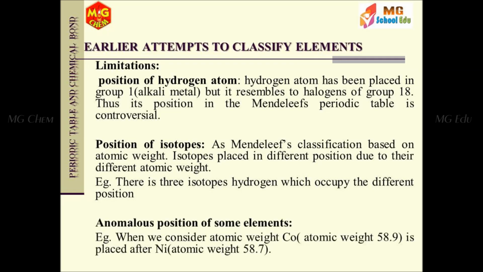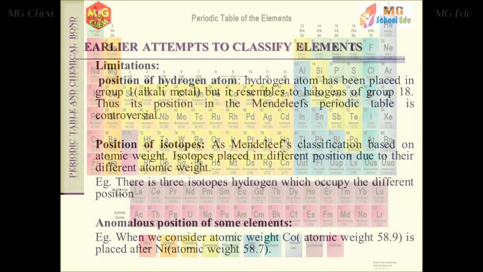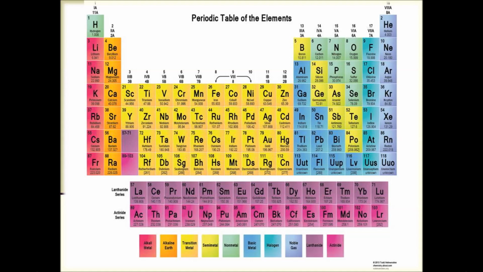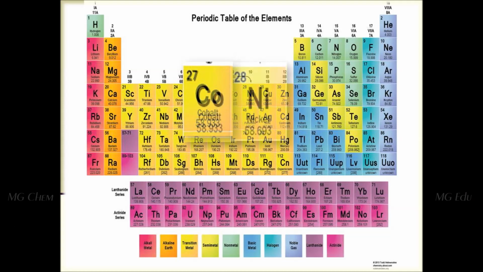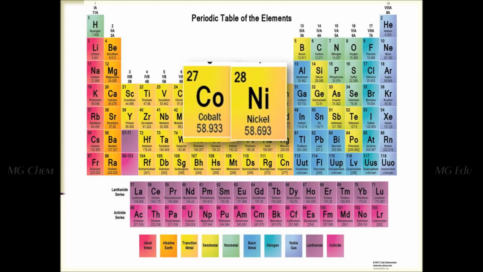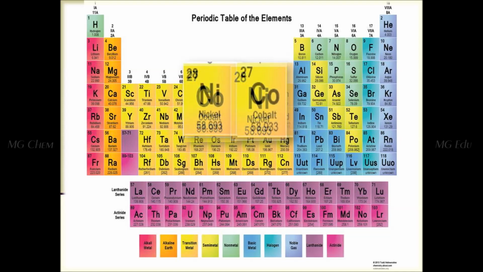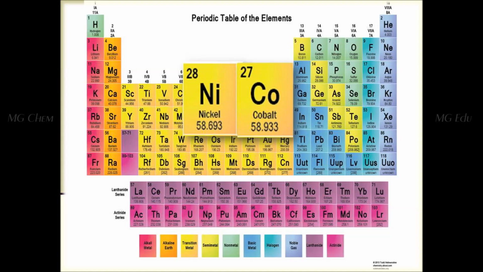Anomalous position of some elements. For example, when we consider atomic weight, cobalt, atomic weight 58.9, is placed after nickel, atomic weight 58.7. In the modern periodic table, the arrangement of elements is on the basis of atomic number, so cobalt, atomic number 27, is placed before nickel, atomic number 28. But when we consider atomic weight for classification of elements, cobalt, atomic weight 58.9, is placed after nickel, atomic weight 58.7. This is a demerit of Mendeleev's periodic table.